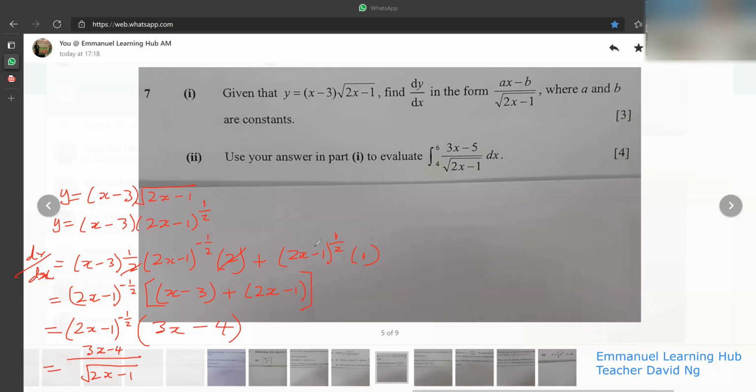Yeah. Then part 2, they ask you to integrate. I know integration you haven't learned, but this part here, you see, my dy/dx is actually 3x minus 4. Then they ask me to integrate 3x minus 5. The denominator is the same. Do you want me to go through part 2 with you so that you learn something from it? Yeah, can. I go through part 2 with you, although you haven't learned. But I just write the dy/dx here first, because then I'll clean up this place.